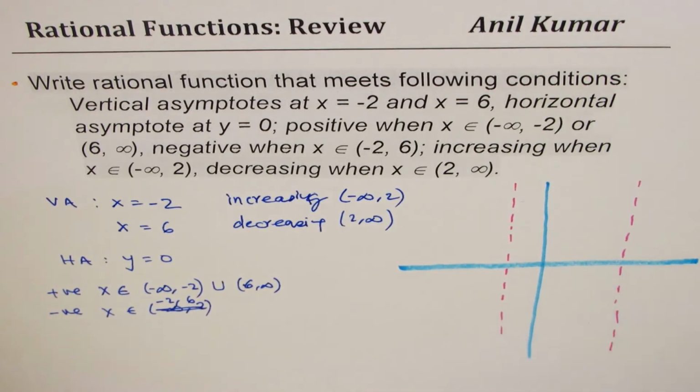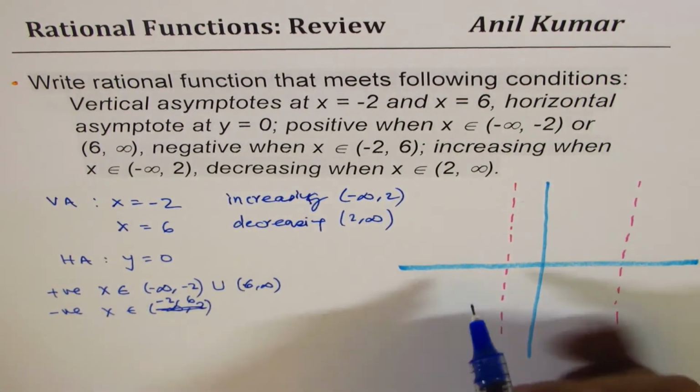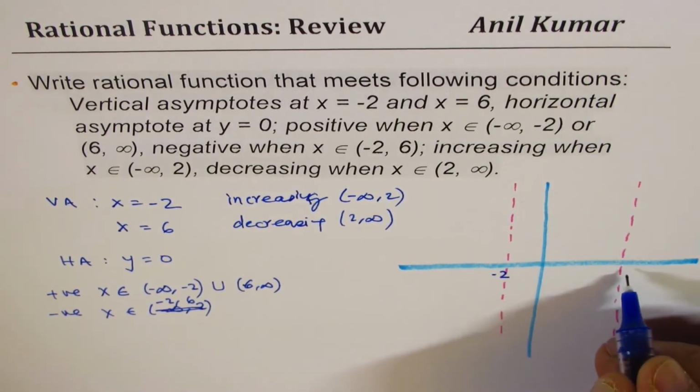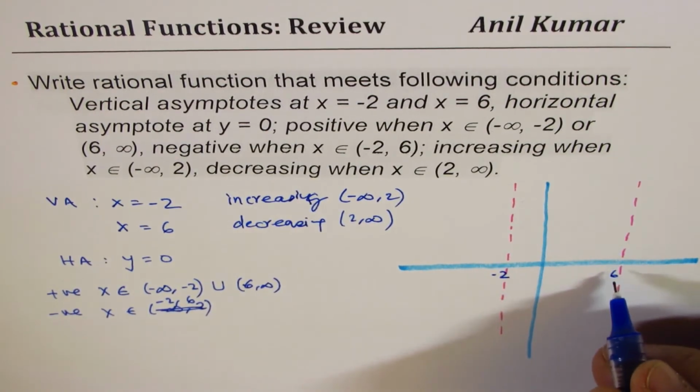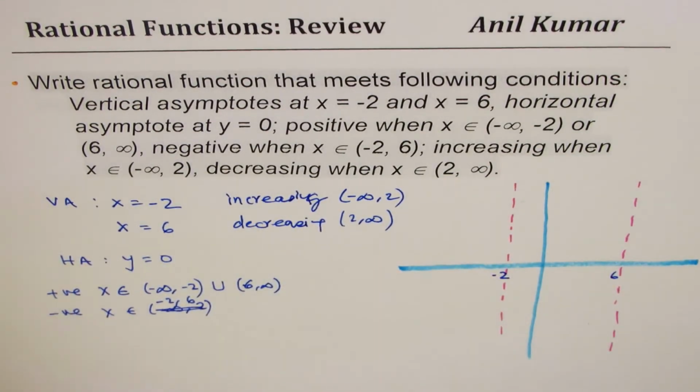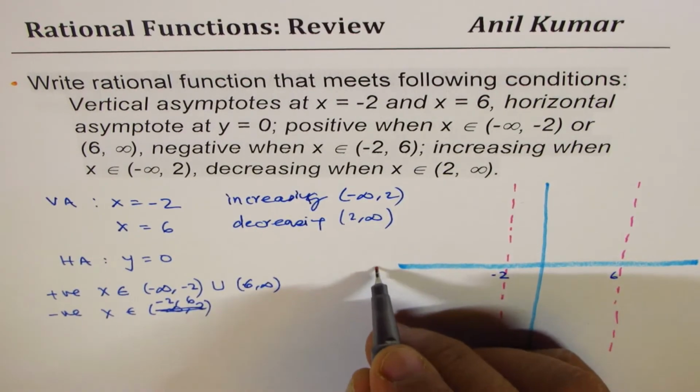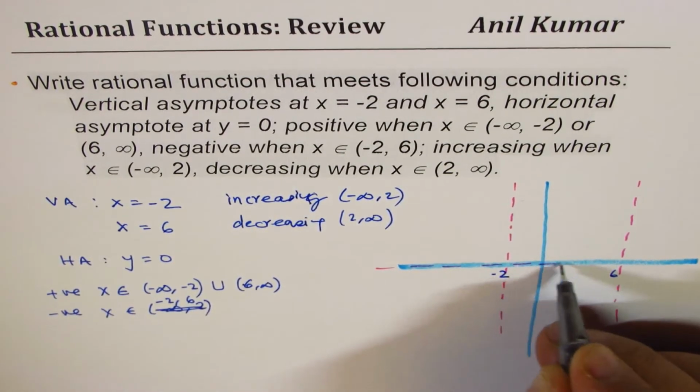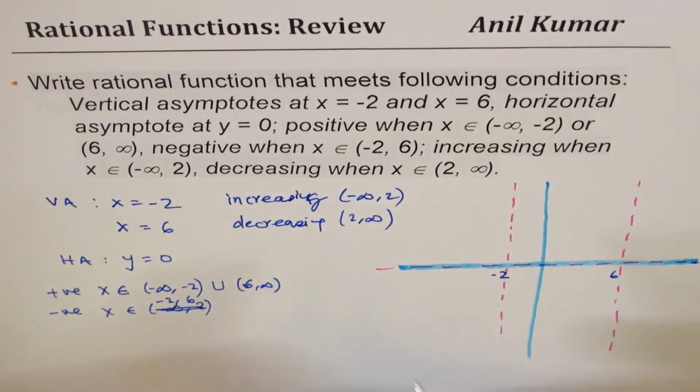I try to maintain some scale, not very precise though. So this is minus 2, this is 6. These are my vertical asymptotes. Horizontal asymptote is 0, so that's it. Positive when x is from minus infinity to minus 2.